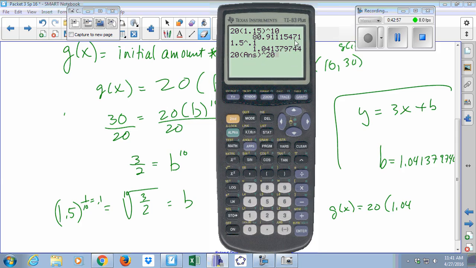So what does your table say is the output value when x is 20? 45. So remember, what's sitting right here is the base, 1.041379744. We're raising it to the 20th power because that's the value of x. This happens to be our initial value as well. Let's see if we get 45. Closing my eyes. 45, okay.